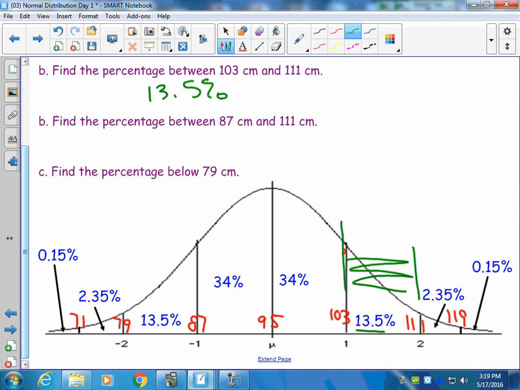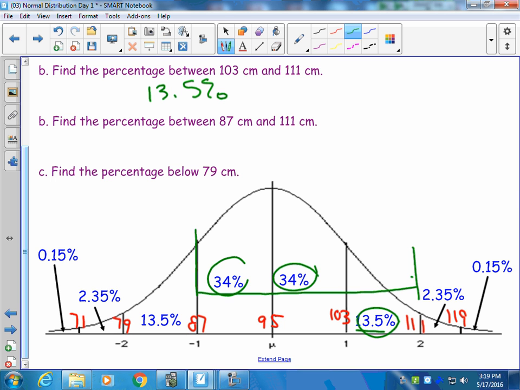Find the percentage between 87 and 111. So now I'm going to come down here for my starting point, and I want everything between these two, and as I go past it, I need to add it all together. So I've got 34 plus 34 plus 13.5: 68, 81.5. So 81.5% of all players are in that range.